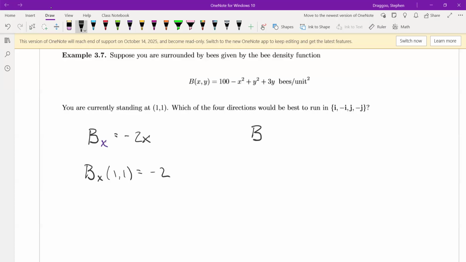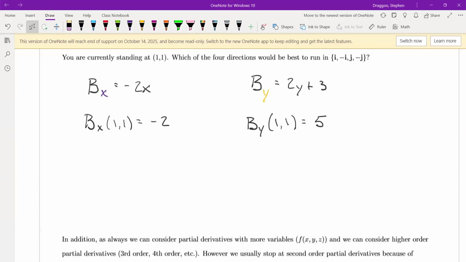I'll do the same thing for my y partial, which is 2y plus 3. Then again, evaluate that at the point (1, 1), which is where I'm currently standing, and I get 5. Good enough. So these two partial derivatives tell me specifically, if I'm moving only in an x or a y direction, what the change in the number of bees I'm surrounded by will look like.